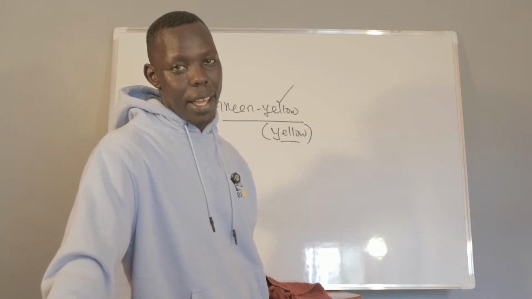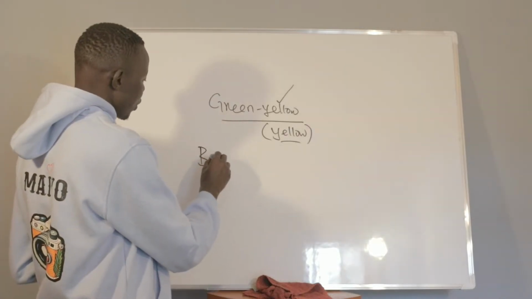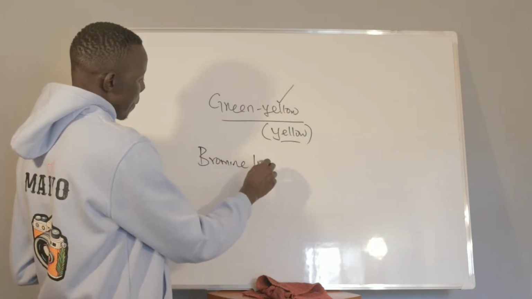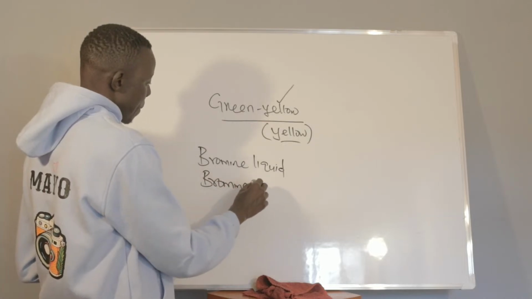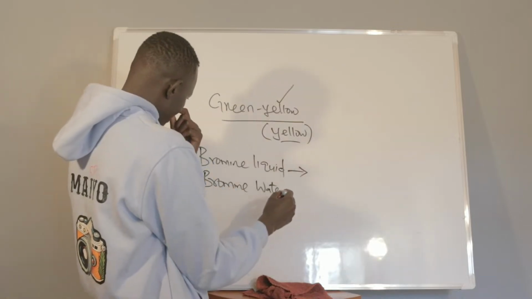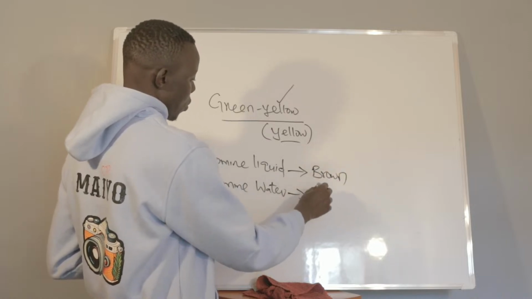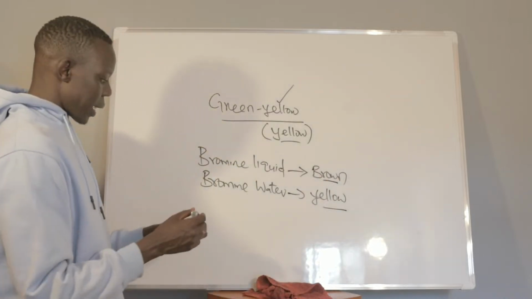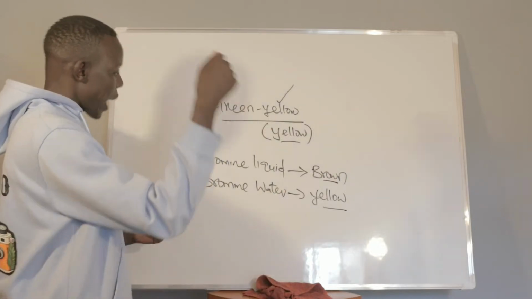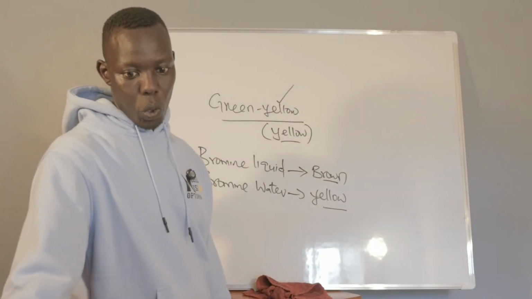Now there's something I want to explain a little before we proceed. There is something called bromine liquid. Then we have bromine water. Bromine liquid is brown. Bromine water is yellow. Don't confuse the two. Bromine water is bromine to which water has been added. It changes from brown to yellow. So you don't confuse the two.